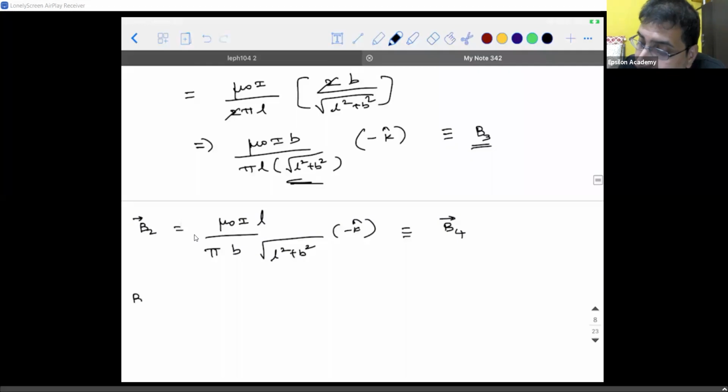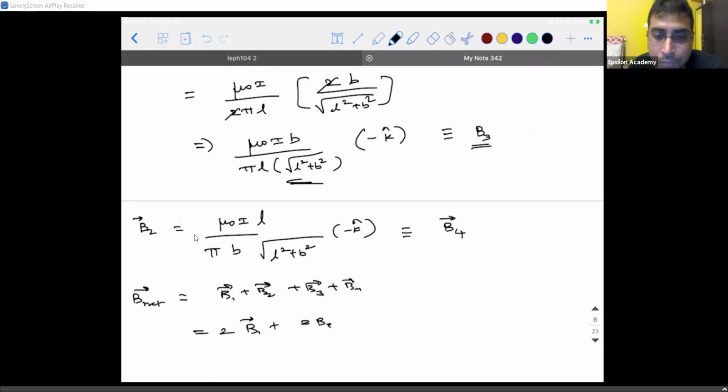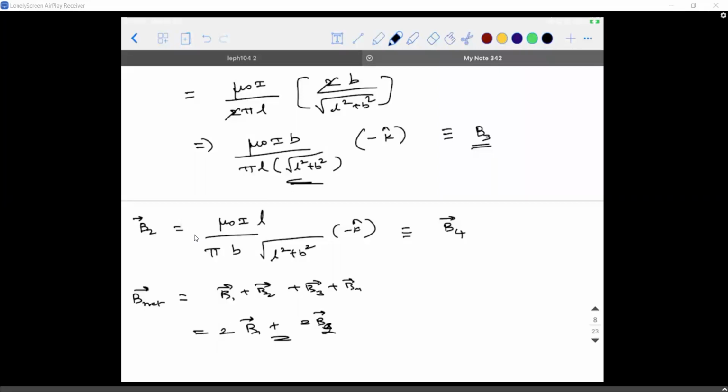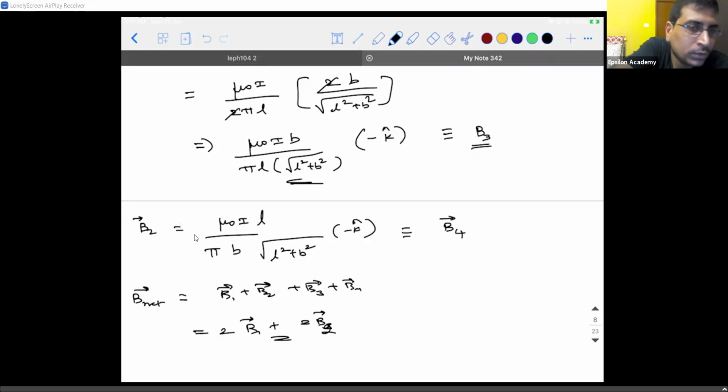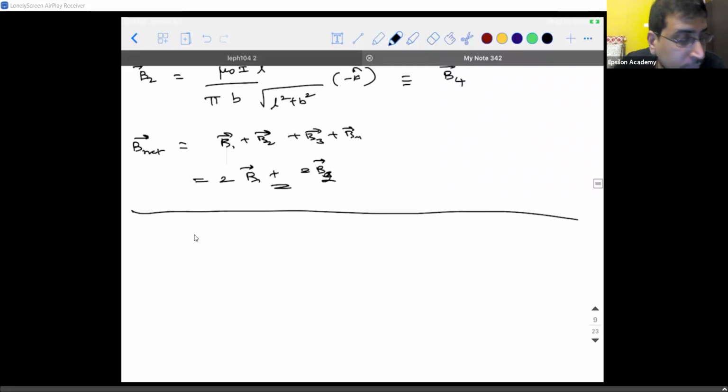Hence, the net magnetic field will be equal to B1 vector plus B2 vector plus B3 vector plus B4 vector, or 2 times B1 vector plus 2 times B2 vector. Sorry, B2 vector. Am I clear? Yes, sir. Good. Okay, so this is all about handling the problems based on straight current carrying conductors of finite length.